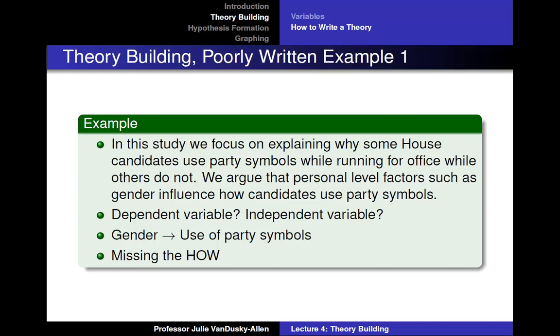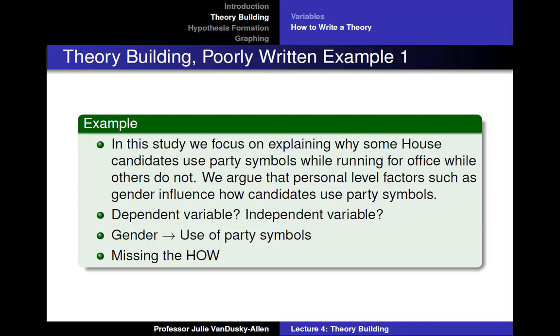In this study, we focus on explaining why some House candidates use party symbols while running for office while others do not. We argue that personal level factors such as gender influence how candidates use party symbols. What is the dependent variable? Use of party symbols while running for office is the dependent variable, as it is the outcome of interest the authors are trying to explain. What is the independent variable? Gender is, as gender affects the use of party symbols in House elections.